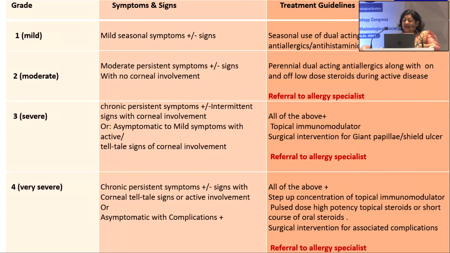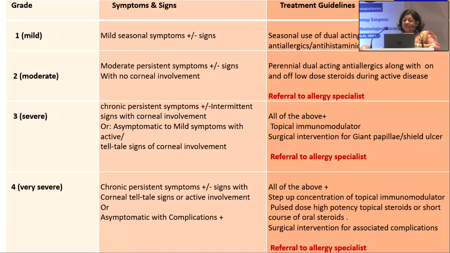As far as the treatment guidelines are concerned, the grading also proposes a treatment guideline where we can use the dual-acting anti-allergics in the milder stage. Once it starts becoming persistent, we advise a referral to an allergy specialist because there is sometimes an ongoing systemic allergy component which is contributing to the severity of the disease.